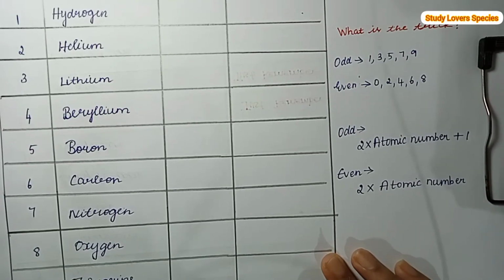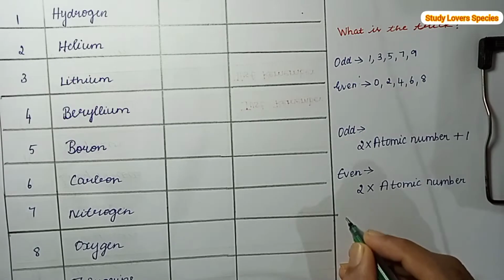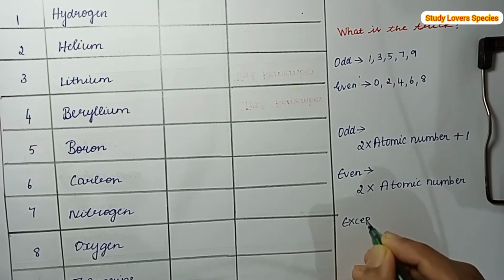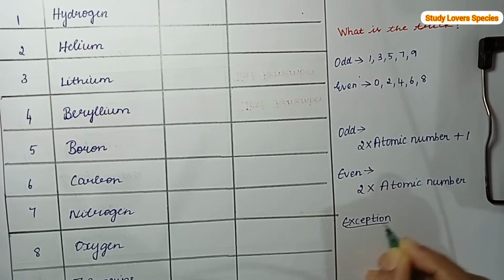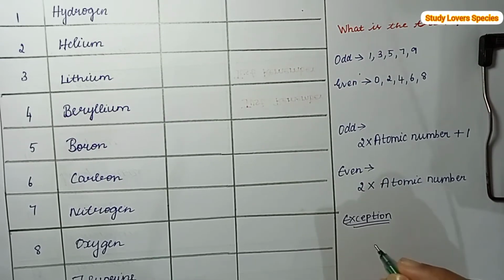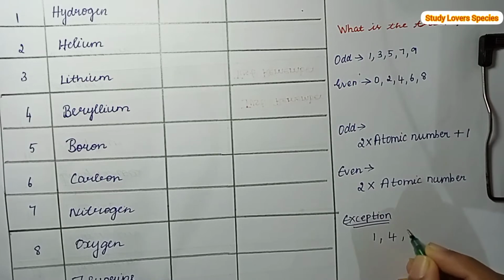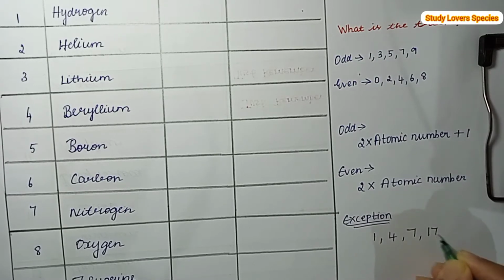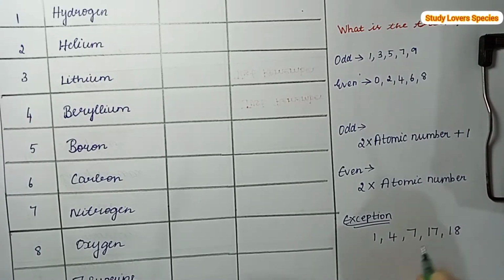So always there will be exceptions, right? Here too we have some exceptional cases. For the elements which have the atomic number 1, 4, 7, 17 and 18, we will not use these tricks. For 4 and 7 there will be a trick, but for the other three you have to just remember the mass number.